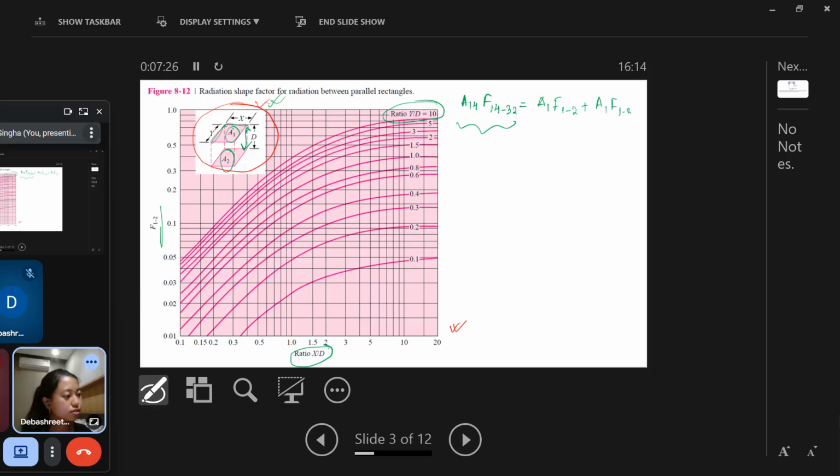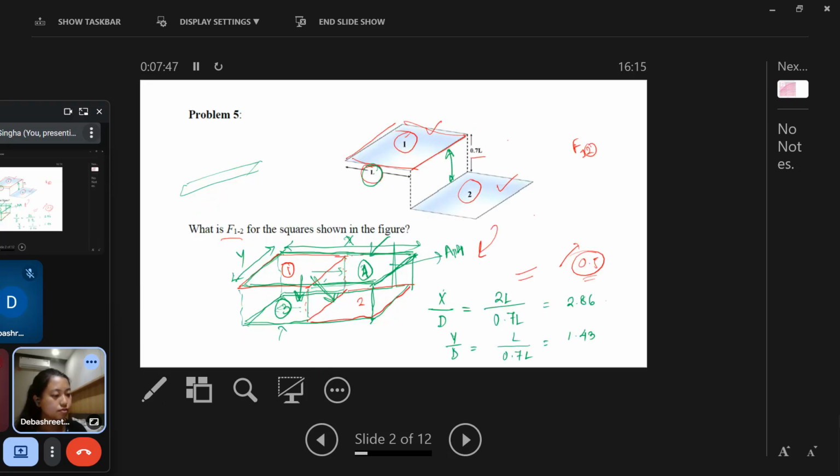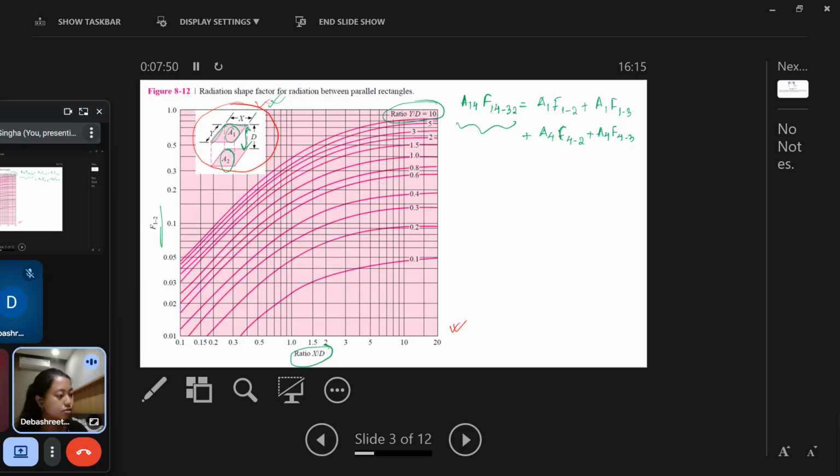So received by surface 3 and also A4. Similarly, we can write for A4: A4 emitted by 4 and received by 2, A4 emitted by 4 and received by 3. Like this. If A41 is again 0 because they're on the same plane, then we can write this as A1, A1, A4, A4. All these are the same actually.